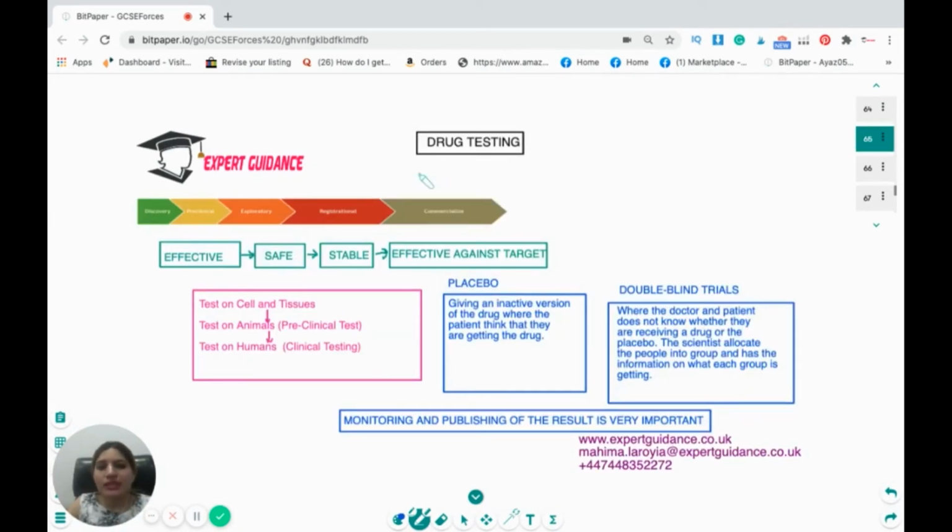Now, what are the phases of drug testing? Why do we need to test the drugs? First, we devise the drug and we test whether it is effective, safe, stable, and effective against the target. Okay. Now, how do we do the drug testing? We test them first on cells or tissues and computer models. If they pass that, then we test them on animals, which is called preclinical testing. And after the animals, we test them on humans, and that is known as clinical testing.